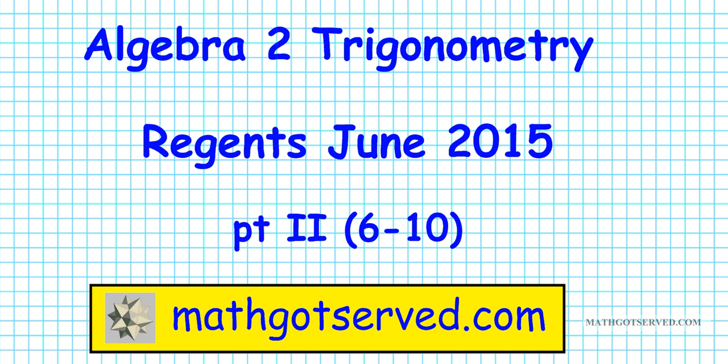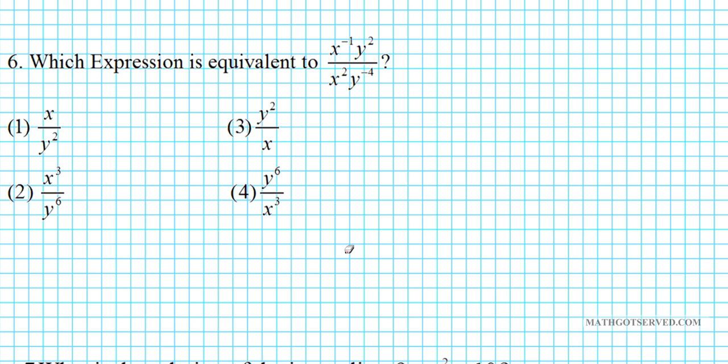In this clip, we're going to be going over problems 6 to 10 of the Algebra 2 Trigonometry Regents exam for June 2015. All right, let's take a look at number 6.